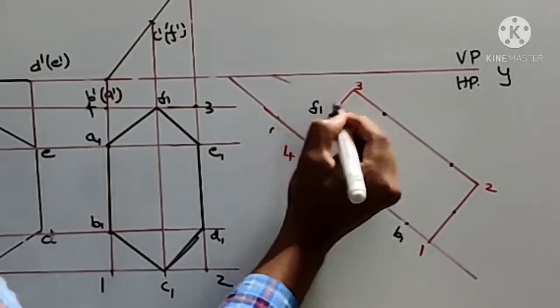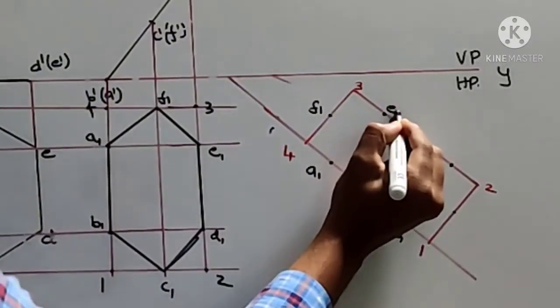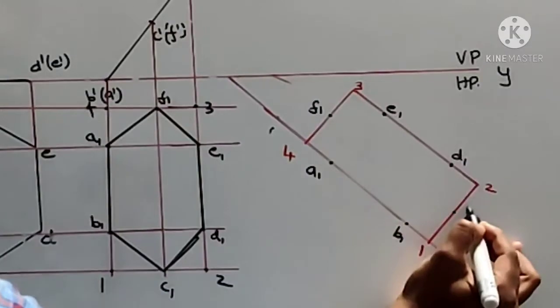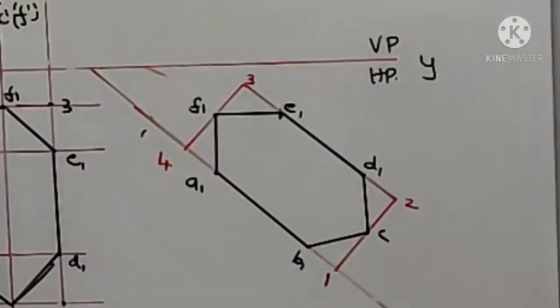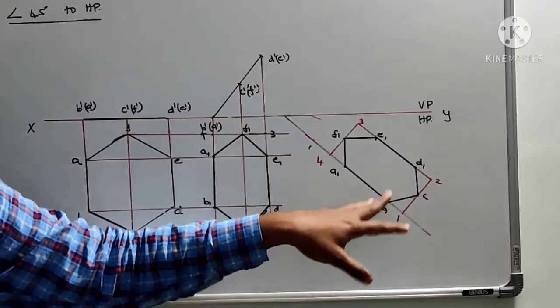So we have 1. D1, C1, I transferred it. Okay, you connect these points here. So I completed the top view in the third position.